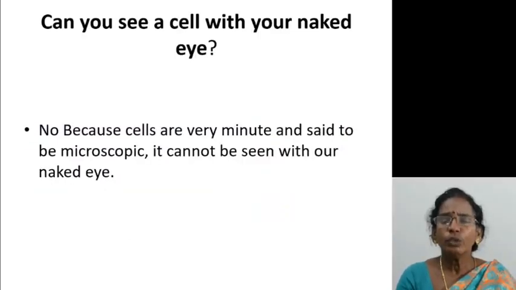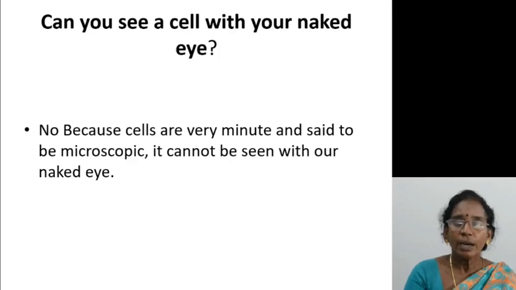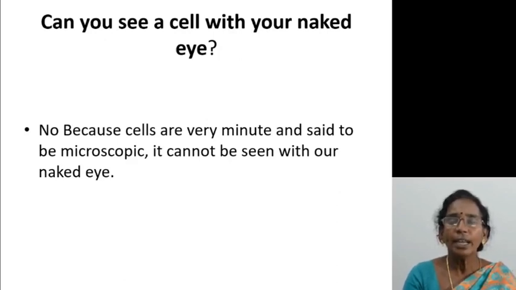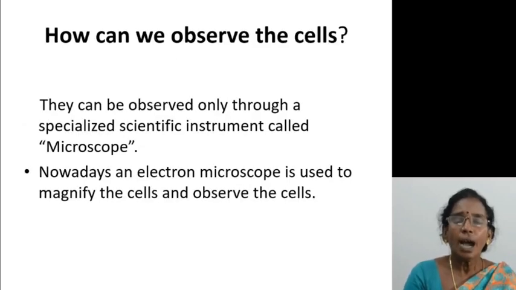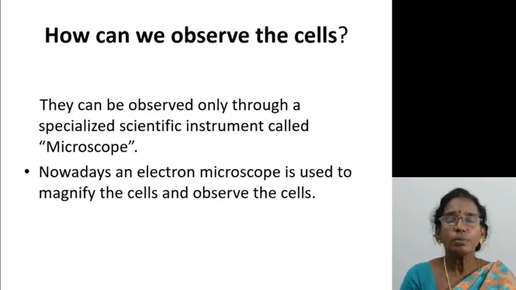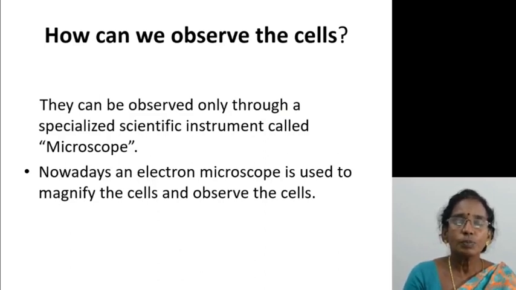Can you see a cell with your naked eye? No, because cells are very minute and said to be microscopic. It cannot be seen with our naked eye. Then how can we observe the cells? They can be observed only through a specialized scientific instrument called a microscope.